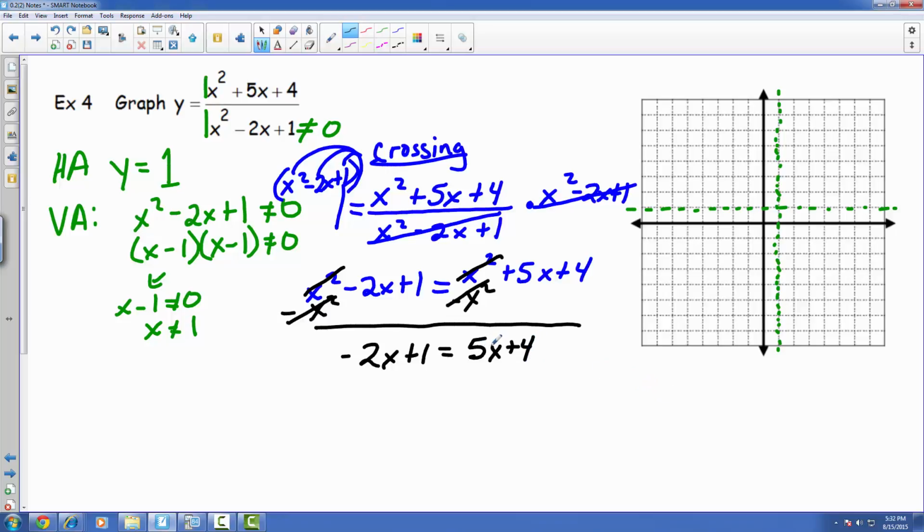I like to generally keep my x's pretty positive, so I'm going to add the 2x over. So we would end up with 1 is equal to 7x plus 4, and then subtract this constant of 4 over. So we have 7x on the right side is equal to negative 3, and then lastly dividing by 7 to isolate x, we end up with negative 3 over 7. So there actually is a crossing occurring at negative 3 over 7.